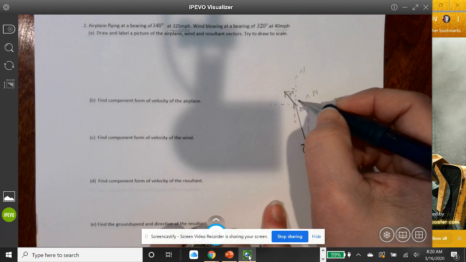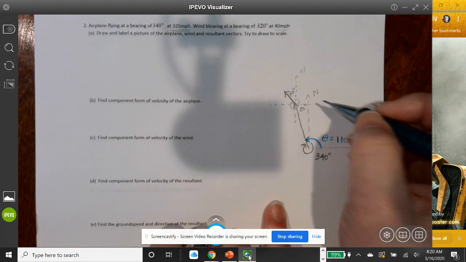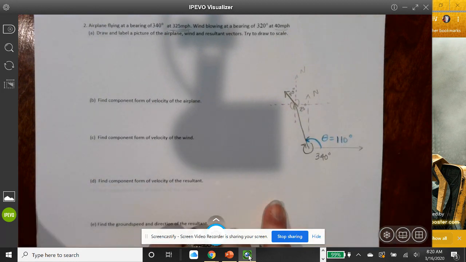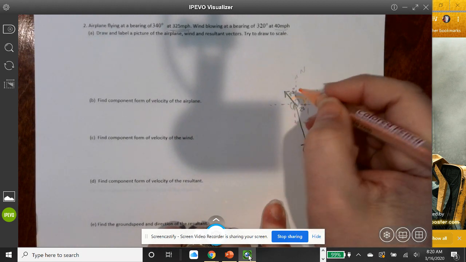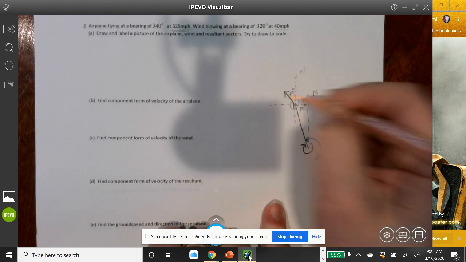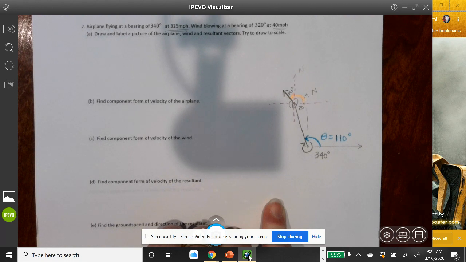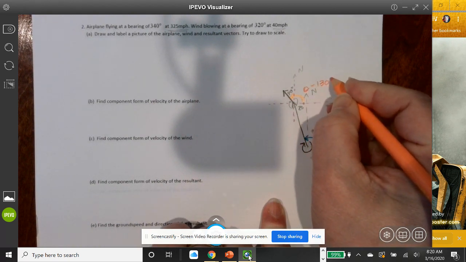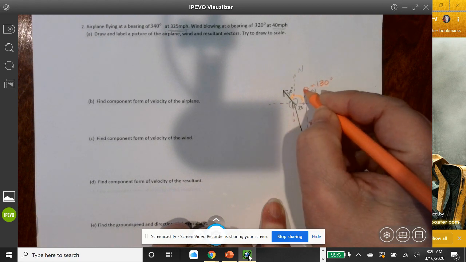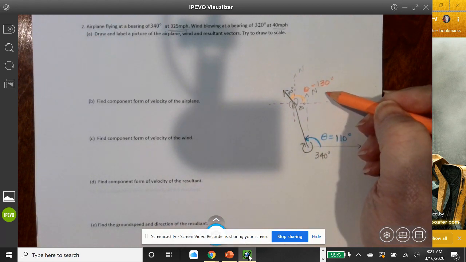And we know that this angle here was the 320 degrees, but that's not the angle I need for this wind vector, is it? Why? No, it isn't. I need this angle here. Well, that angle is going to be 90 plus 40, which is 130, and you would be right. So this angle here, theta, is 130 degrees. So now I have the direction angle for the wind.